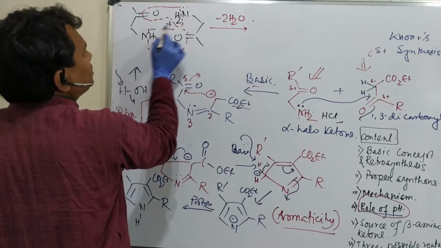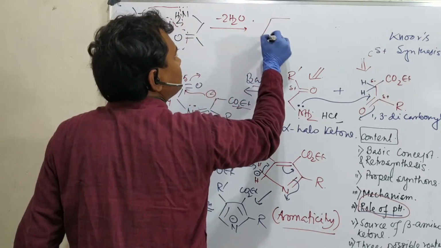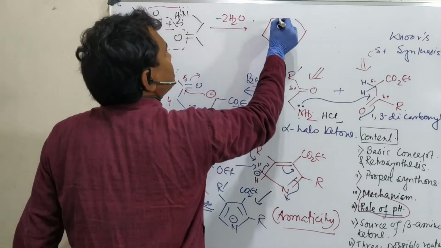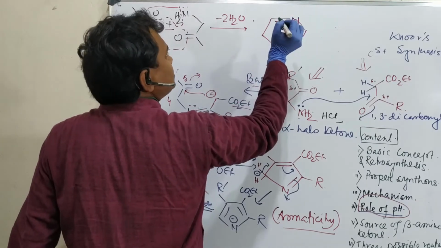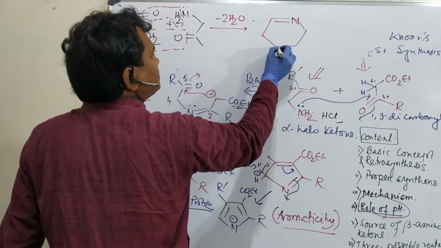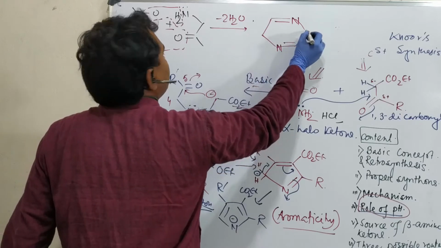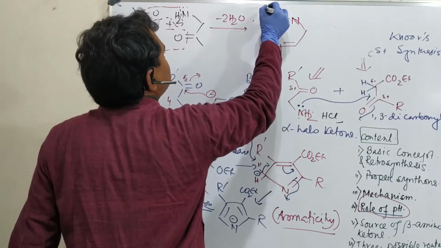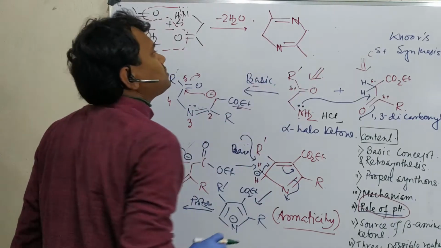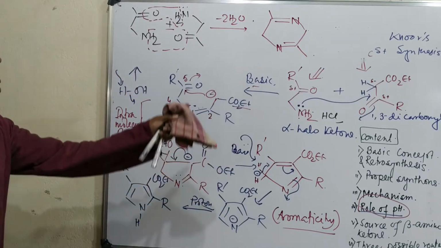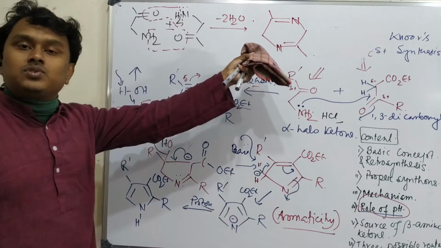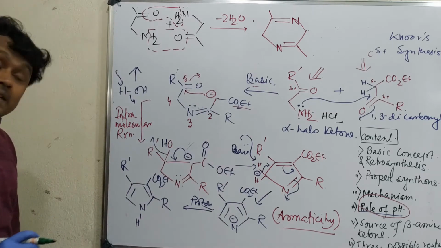See, it's 3, 6. So a six-membered ring will form. First of all, this is a double bond. See, nitrogen is here. Fine. Similarly, nitrogen is here, double bond, and this is one substitution. This is another substitution. So this is actually the self condensation. Okay. So there is one chance.